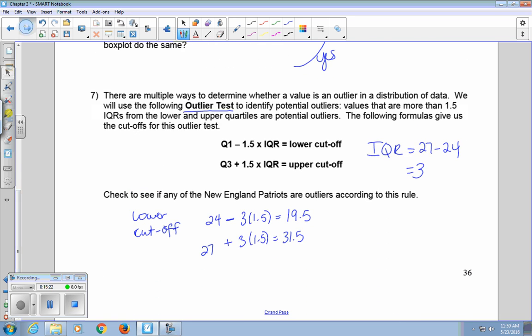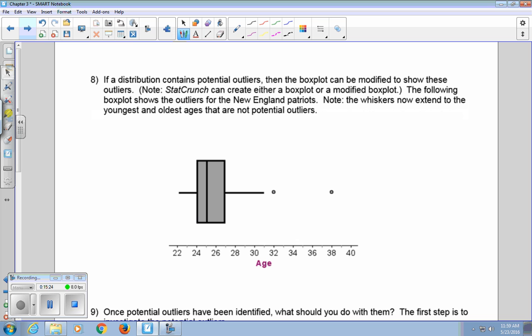And so we have a way to display this in a box plot. This is called a modified box plot. So in StatCrunch, we have the ability to create either a box plot or a modified box plot. The modified one shows outliers using that method that we just tested.